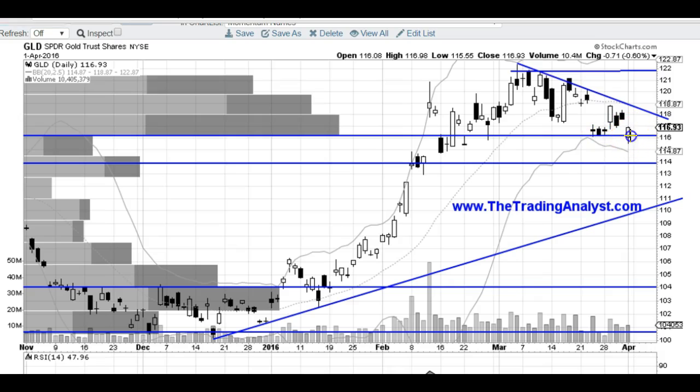Here we have support at 116. As you can see, we have a touch here, and then 3 touches right here, and a few touches over here in this area on that 116 level. So this is a pretty decent support that bulls of gold want to see hold.